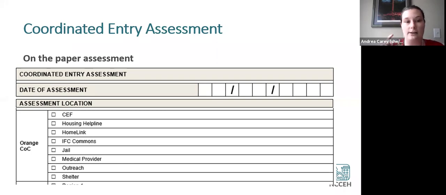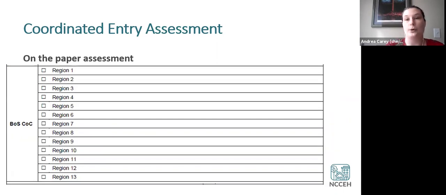And then we have a kind of customized section for assessment location. This is based on the COC community decisions here. So for Orange, we've got some specified customized locations that make sense for our Orange community. And for Balance of State, we have it broken down by regions. If we were going to go very specific in Balance of State, the list would get pretty long. So that's going to be divided up by region for Balance of State. And then Durham is still in some ongoing conversations there.